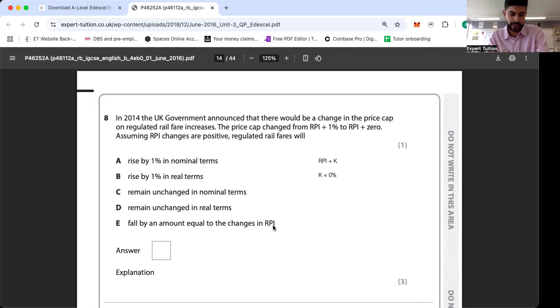So let's deal with what the question is. It's a very good idea for you guys to pause the video at this stage, attempt it yourself, and then compare your answer to what the answer actually is. So assuming that you've come back to me now, it says A, rise by 1% in nominal terms.